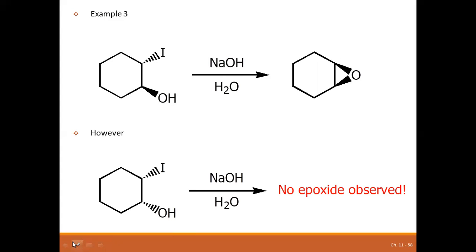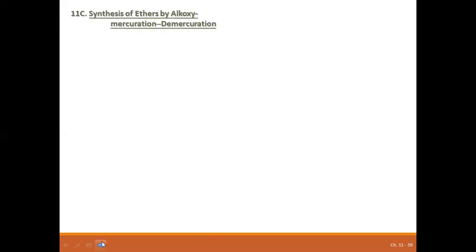However, in this case, if they are on the same side, it's not possible to attack. The OH and the O minus, this becomes your nucleophile, cannot attack this one because they are on the same side. The SN2 mechanism needs to attack from the back. So this mechanism is not possible to have an epoxide formation, cyclic formation.